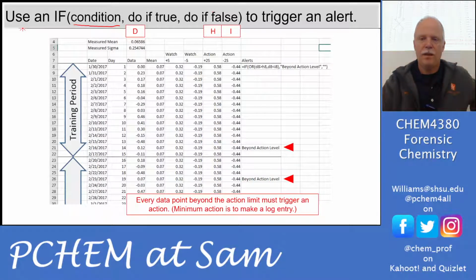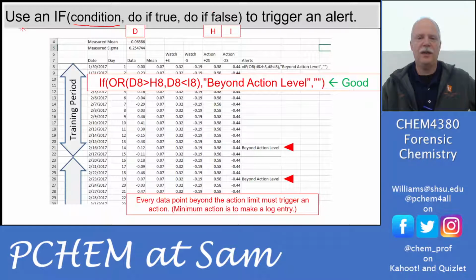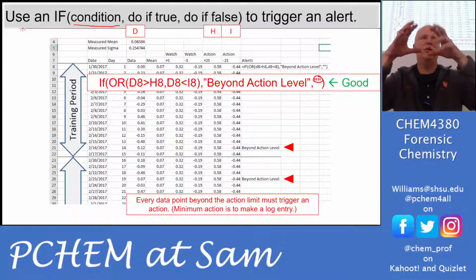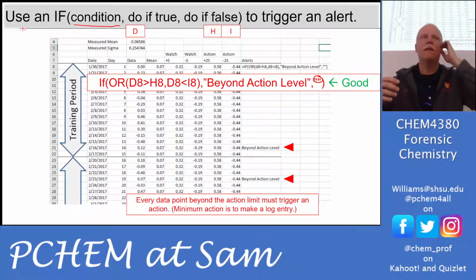Okay. And so I have this first one, which is kind of complicated. I have an OR function. And so an OR says, if this is true or that is true, return true. Okay. And so then the true action is beyond action level. The false action is do nothing. Okay, so two quotes with nothing in between them will just produce a blank cell. So that's kind of nice to know. And that's how you get it to just put nothing in that cell. There's a formula there, but it produces nothing.